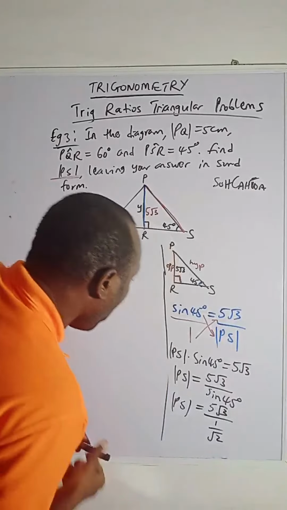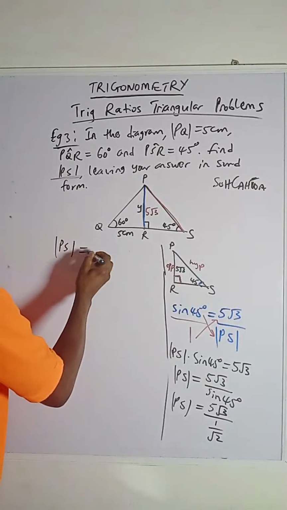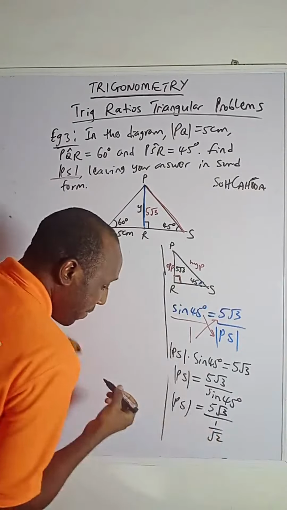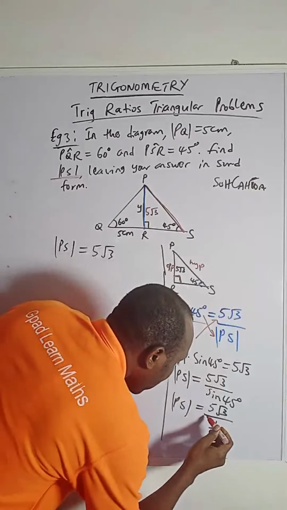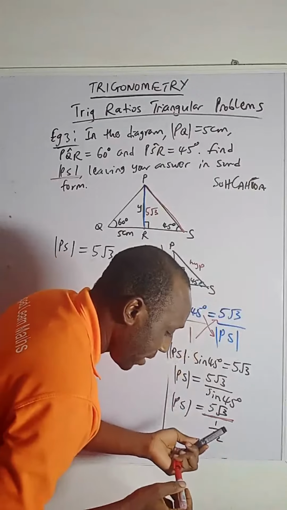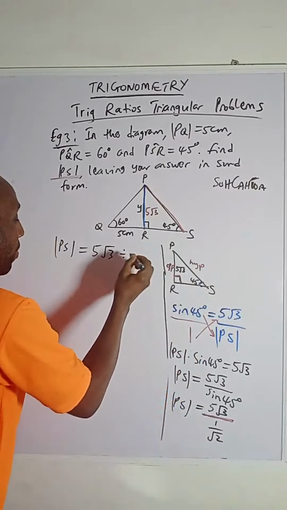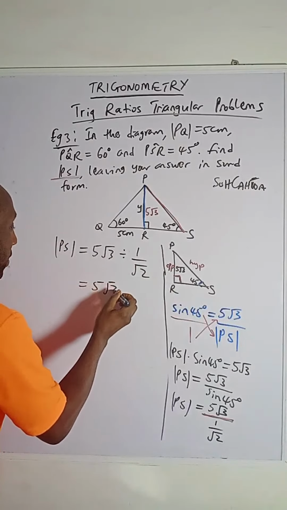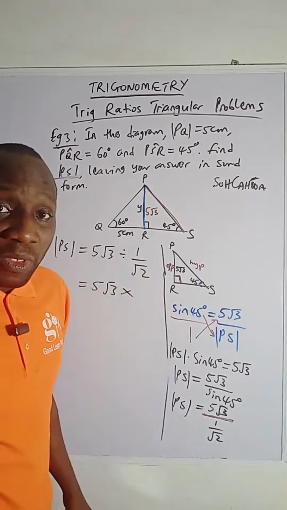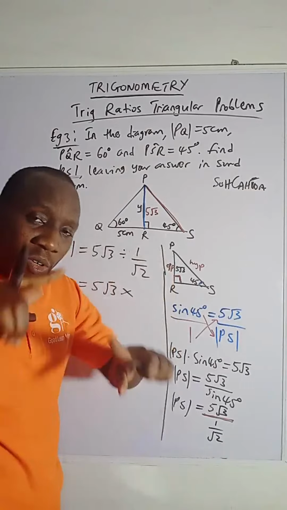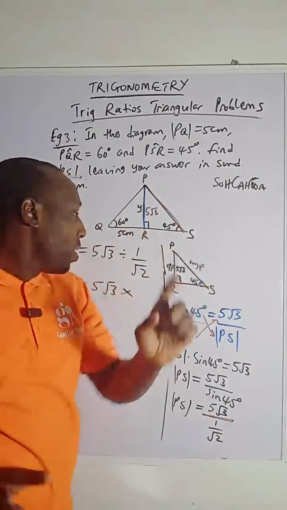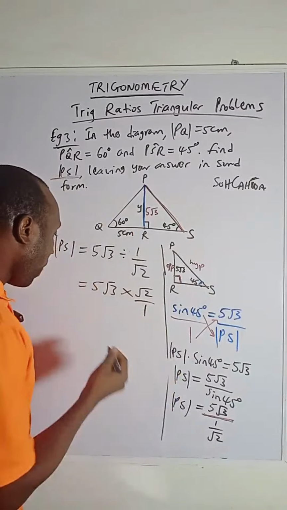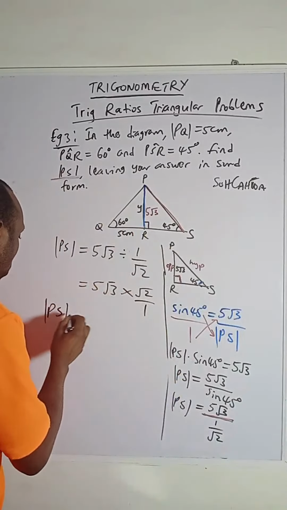Okay, so now moving on, PS here is equal to 5 root 3. You have to be careful with this. See, this is divided. I like emphasizing these things. This is divided, okay? I'm going to write it like this, divided by 1 over root 2. And if you change this division sign to multiplication, you have to take the reciprocal of this fraction. What do you do, guys? You turn it upside down. So you have root 2 over 1, or just root 2. Same thing, okay? So PS is now equal to what?